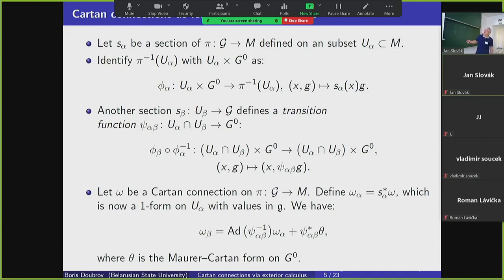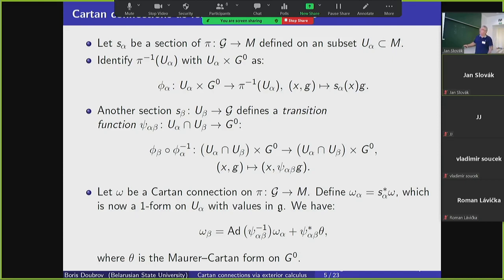So if you have such a trivialization, we can take the pullback of a Cartan connection and have it defined directly on our neighborhood U alpha. It's still a one form with values in G. And if you now see what happens if you apply a gauge transformation, or if you move from one section to another section, then this one form is changed according to this fairly simple rule.